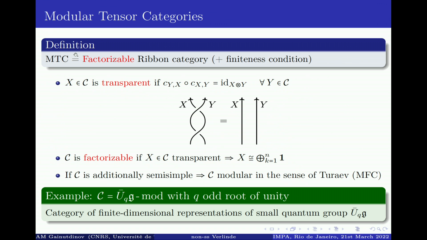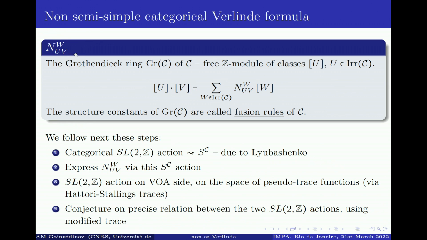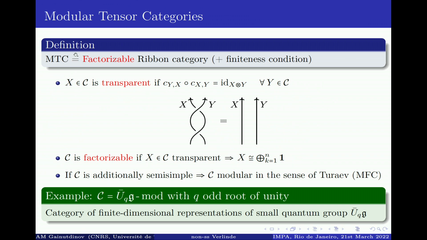So I start with step 1, with Lyubashenko's construction. The original definition of what we should call a modular tensor category was different from what I give here. But what I give here is equivalent to Lyubashenko's initial definition, and this was proven by Shimizu in 2015, so relatively recently. And so this is the cheapest definition of a modular tensor category.